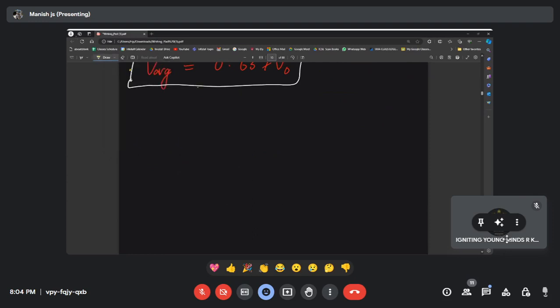Then we have the root mean squared value. It is also called as RMS value. RMS stands for root mean square. Okay, root mean square value. Root mean square value of AC.